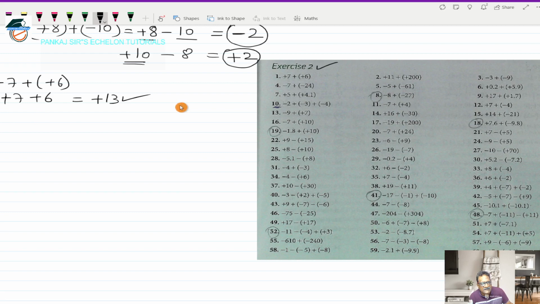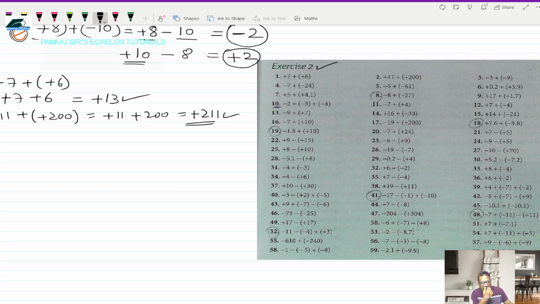Now I'll be a little faster. Second question is plus 11 plus 200. Okay, so as usual, I'll get rid of this bracket. So it will become plus 11, plus into plus is plus, and then 200. Now you have two directed numbers with the same sign plus. So I'll put that same sign plus over here, and I'll add the two numbers ignoring the sign. So 211, if I add, it becomes 211. So this is the answer for the second one, right?